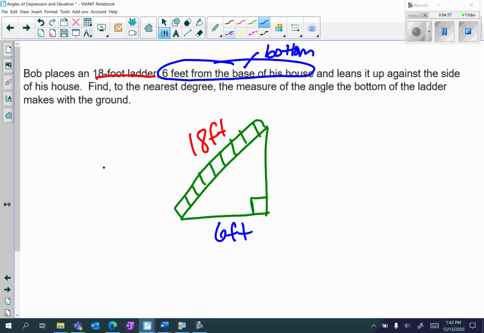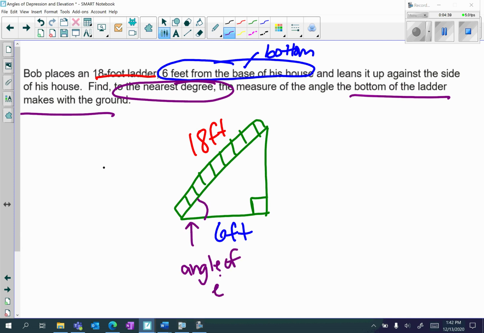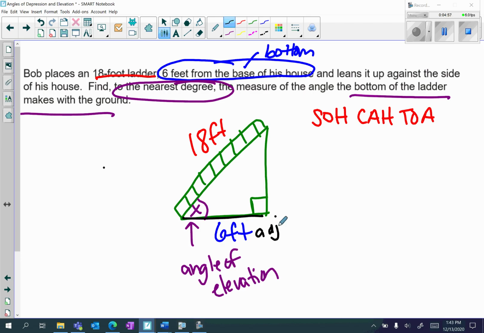Find to the nearest degree, so we're going to be looking for an angle, the measure of the angle at the bottom of the ladder that it makes with the ground. Here's the bottom of the ladder, it makes an angle with the ground. This is going to be my angle of elevation. So we're going to put an X there. Don't forget to write SOHCAHTOA. And let's label our diagram. So 6 is going to be my adjacent, and 18 is going to be across from the 90-degree angle, so that's my hypotenuse.